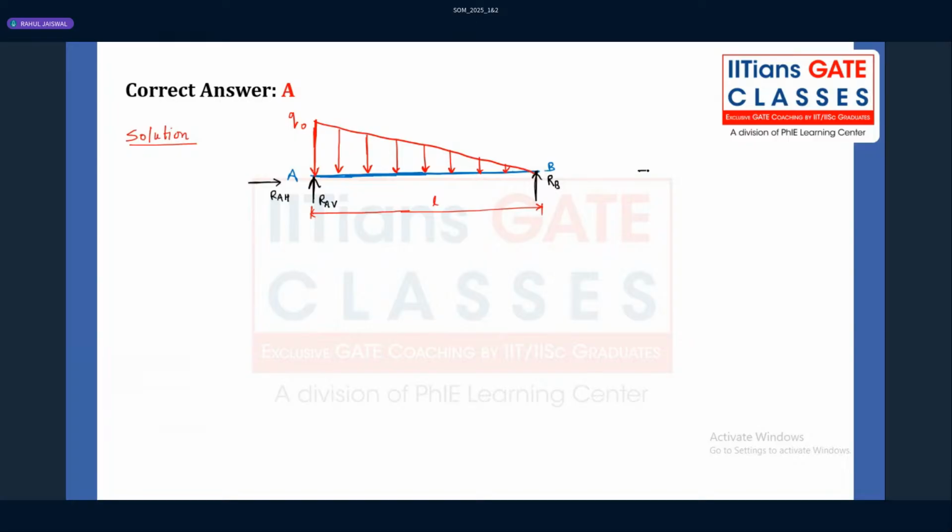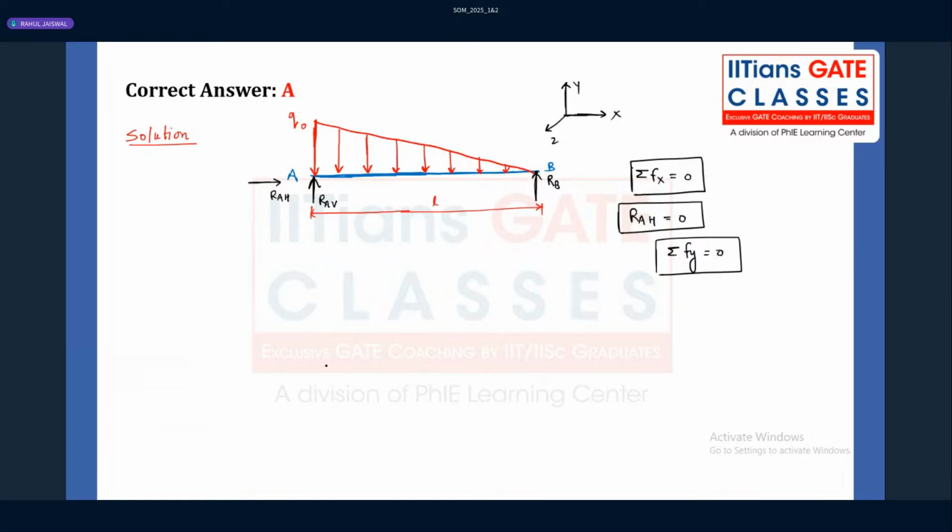So first is the static equilibrium equation. We have summation of force in x direction is 0. If you consider the coordinates x, y, z, and I'm considering the beam to be in the xy plane, then summation of force in x direction is 0. There are no external forces in the horizontal direction, so the reaction force at A in the horizontal direction will be 0. Now, summation of force in the y direction to be 0.